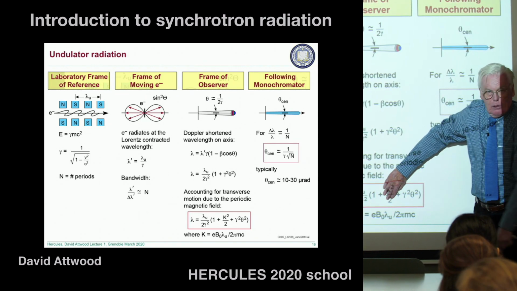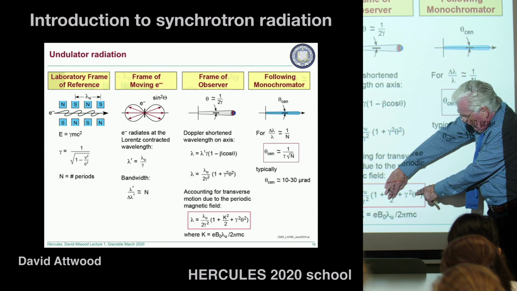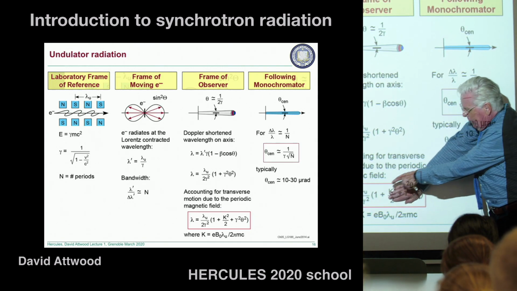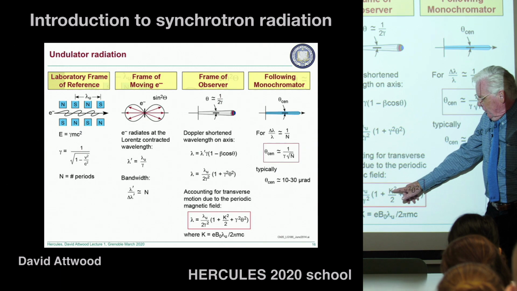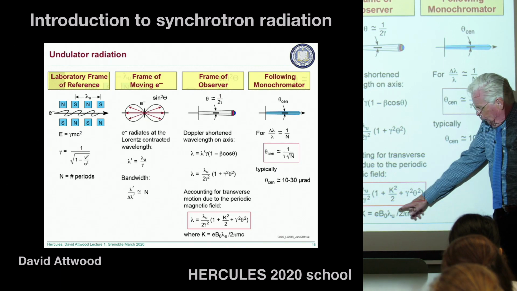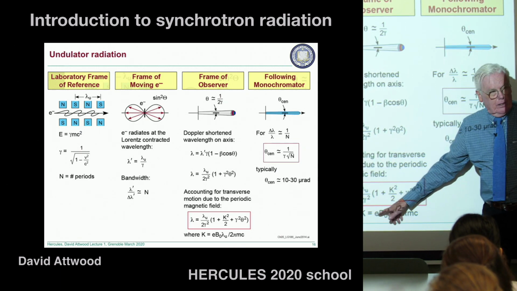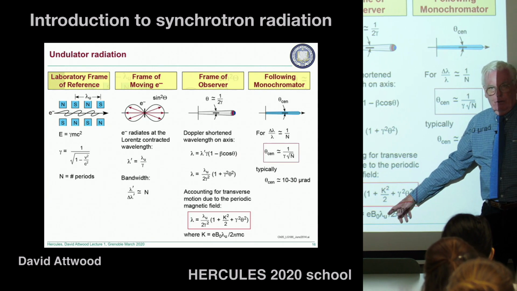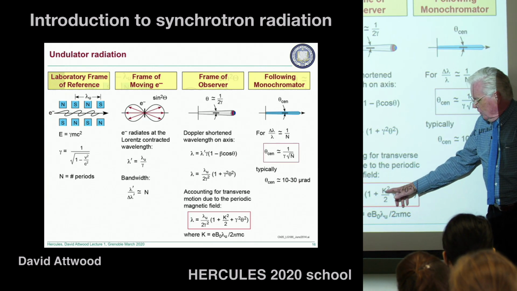That's this one. So if you're right on axis, theta equals 0, then that's what you get. But this is a measure of the magnetic field, the strength of the magnetic field. It's a non-dimensional measure of the magnetic field. Okay? And so this is your tuning term.